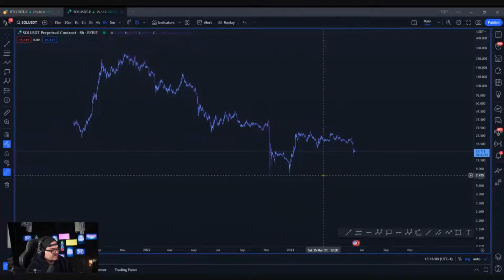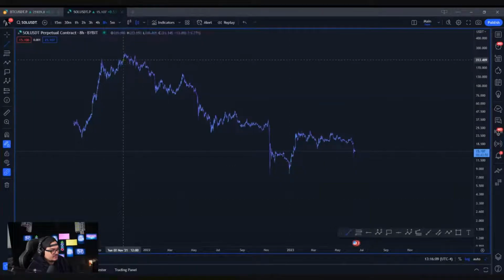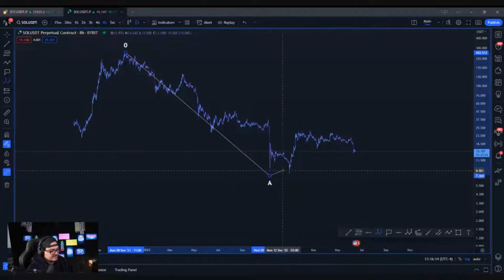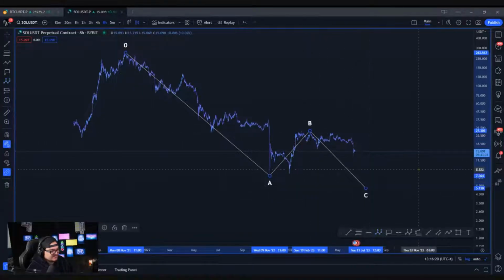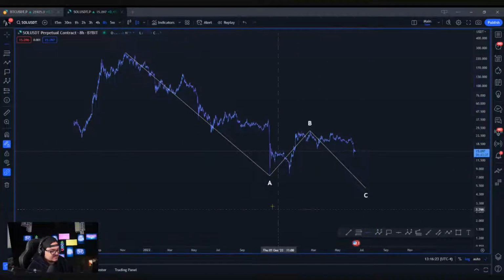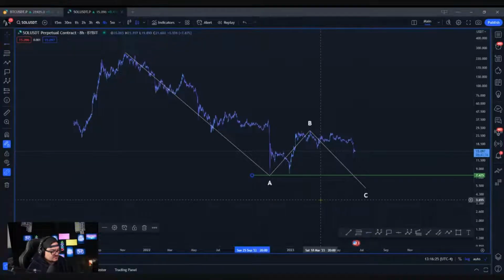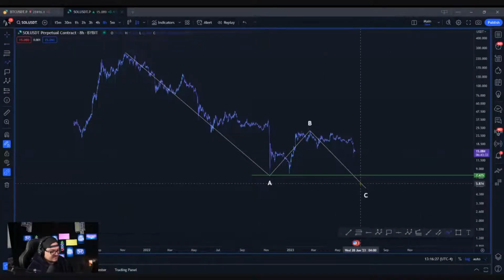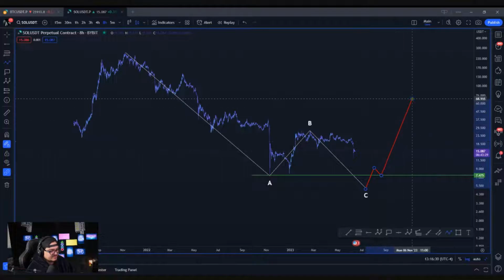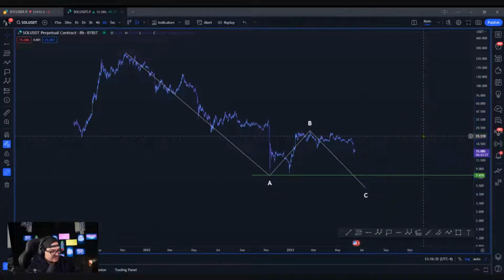All right, so I have two different options here. The main option I have is that for the macro, this is one larger A. Now we either put in a B wave or we need to put in one more high for a B wave. Let's just mark that as a potential B wave for now. Worst case scenario, we come back down, put in new lows. We can reclaim above that. Fantastic. That'd be a good entry point for a macro position. Consider a good long position to ride up into there if that is the case.